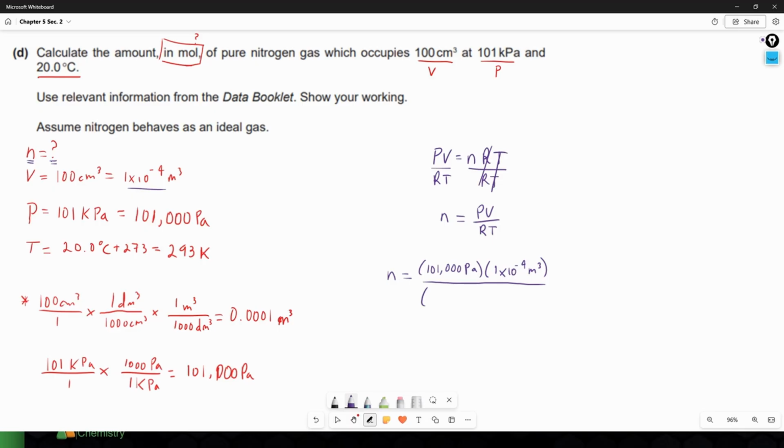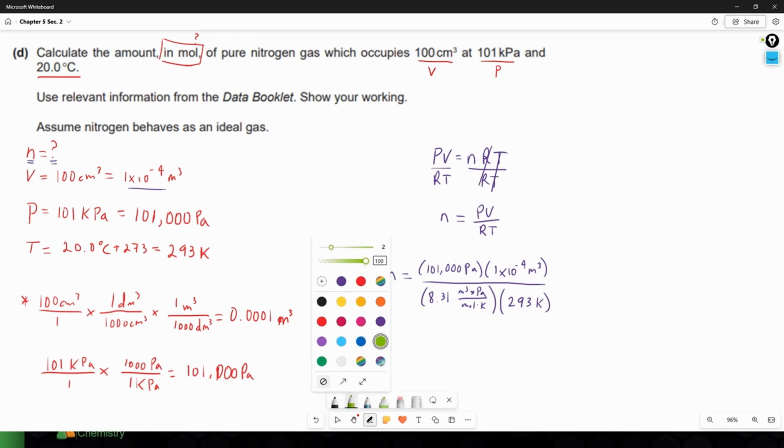It is 8.31 meters cubed times pascals over mole times Kelvin. And then finally temperature, which in this case is 293 Kelvin. So we can see from looking at this that the units cancel. The pascals are going to cancel. The meters cubed are going to cancel. The Kelvin is going to cancel. And what we're left with is 1 over mole, or just moles.